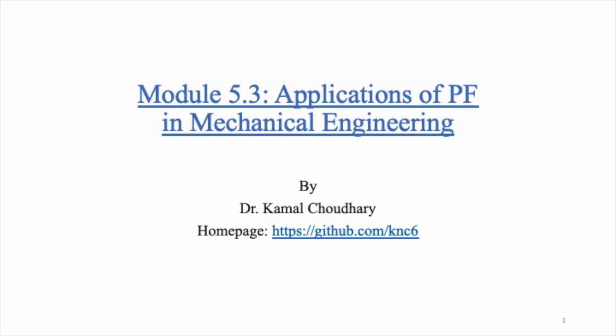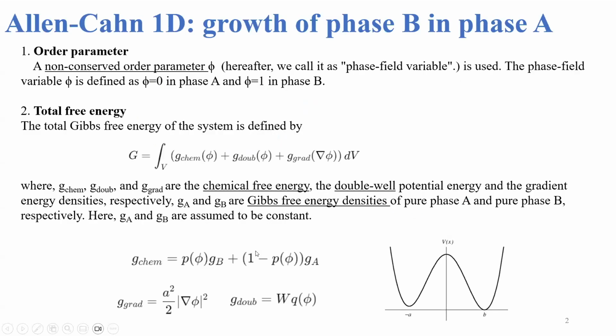Module 5.3, Applications of Phase Field in Mechanical Engineering. Let's start with the Allen-Cahn equation. We'll be dealing with an order parameter, phi, which we can also call the phase variable, which is 0 in phase A and 1 in phase B.